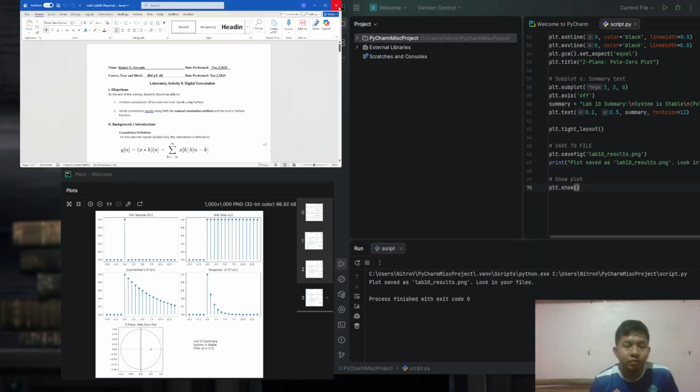I am here to discuss my activity output in laboratory activity 10, which is all about the Z transform. The objective for this activity is to compute and visualize the Z transform of a given discrete-time signal.